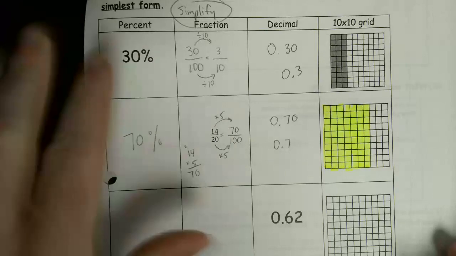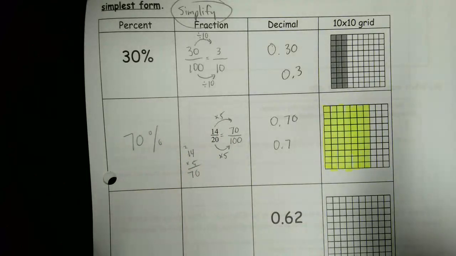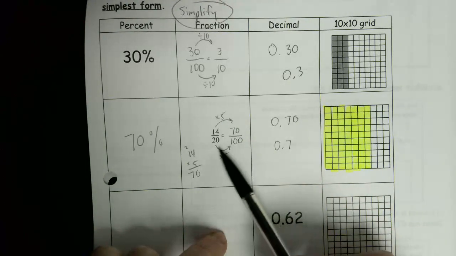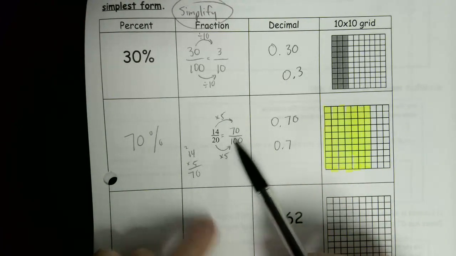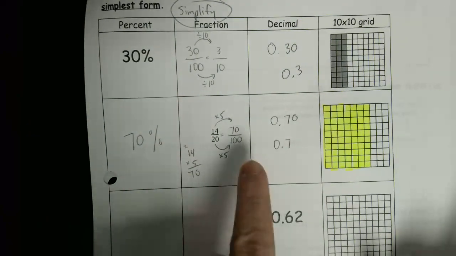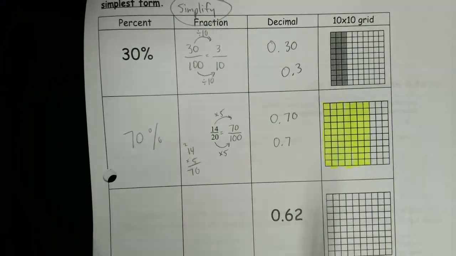So again, I hope these first 2 rows have gone well. Again, the key thing I think people might miss is the simplifying. This one you had to simplify. This one you had to change so it's out of 100, and then you can make the percent and decimal. So if you had 14% here, you got to change that because percents are out of 100, not out of 20.